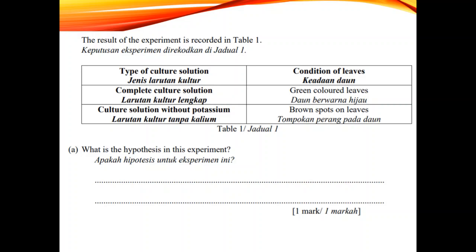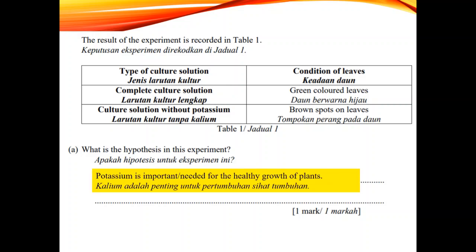Look at the question there. What is the hypothesis in this experiment? You need to relate the manipulated variable with the responding variable here. What are the suitable hypotheses you can write down here? You can see here, one is using the complete culture solution, the other one is using the culture solution without potassium. So you can write the answer like this: potassium is important, or needed, for the healthy growth of plants. Ataupun kamu tulis dalam BM, kalium adalah penting untuk pertumbuhan sihat tumbuhan.